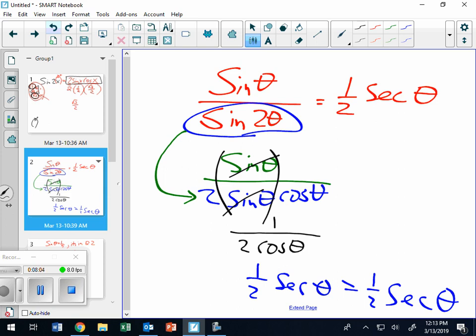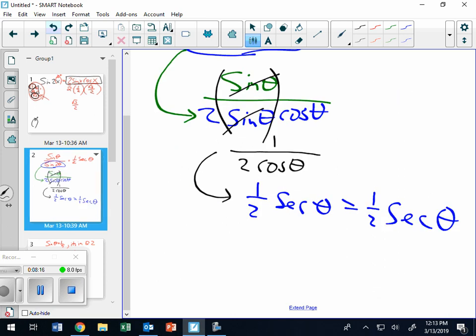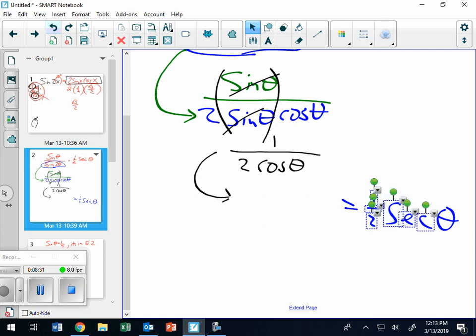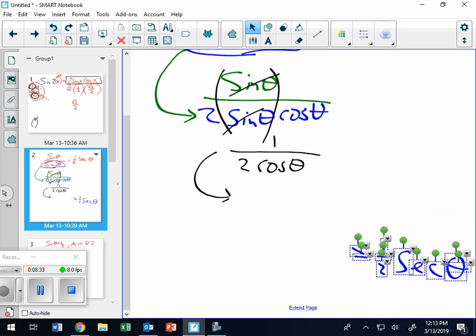And if you left this, that is not on the sheet. There's nowhere on the sheet where it says 1 over 2 cosine theta is 1/2 secant. There's no such thing. So you can't just make that leap. That happens all the time where kids are like, well, I know it must come out to this. I know it has to be 1/2 secant theta, so I'll just say it does. No, you have to show me how it does. So how could you show me that that is going to become 1/2 secant theta?